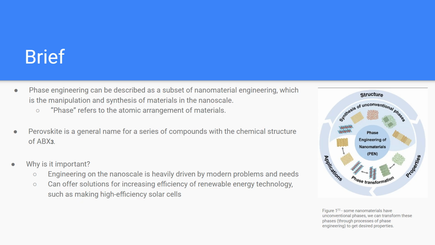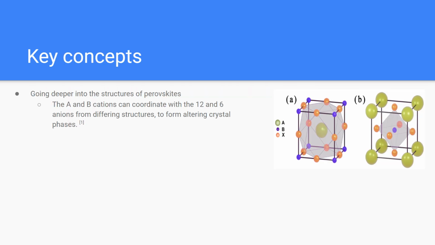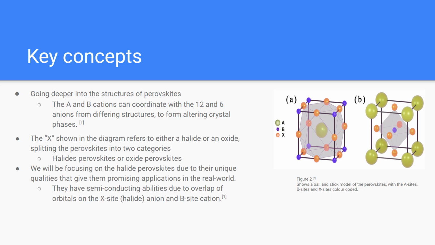We'll be looking at that in more detail in the following slides. Why is this all important in the first place? Well, engineering on the nanoscale is heavily driven by modern problems and needs, and we can offer solutions through renewable energy. Looking at the structure of perovskites, we can see that AB cations can coordinate with 12 and 6 anions from different structures to form alternate crystal phases, which is where phase engineering plays a part in the first place.